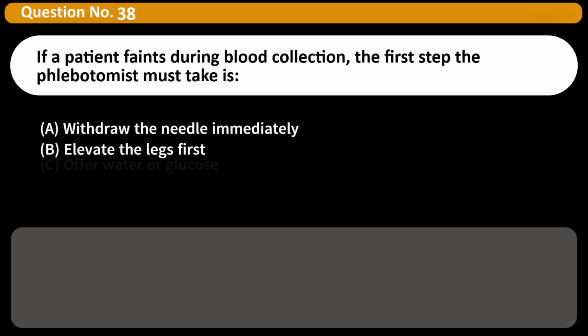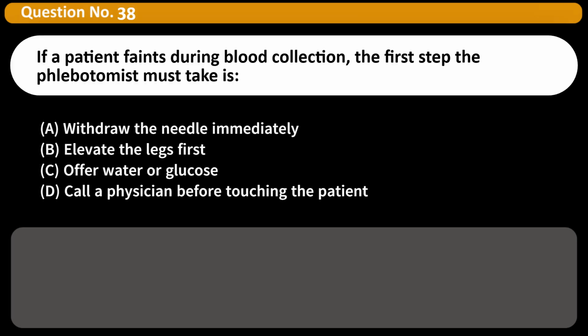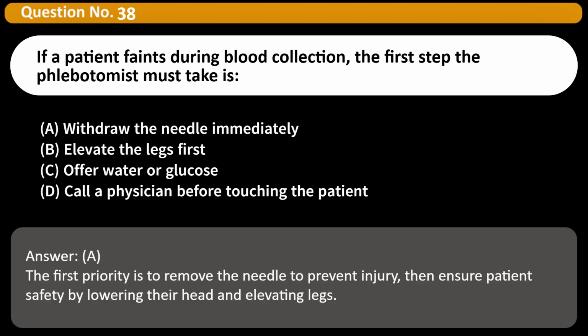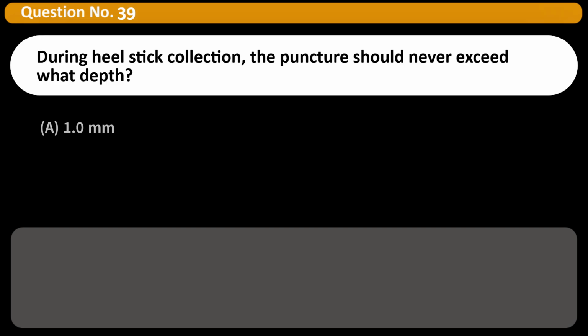If a patient faints during blood collection, the first step the phlebotomist must take is A. Withdraw the needle immediately. B. Elevate the legs first. C. Offer water or glucose. D. Call a physician before touching the patient. Answer: A. The first priority is to remove the needle to prevent injury, then ensure patient safety by lowering their head and elevating legs. During heel stick collection, the puncture should never exceed what depth?